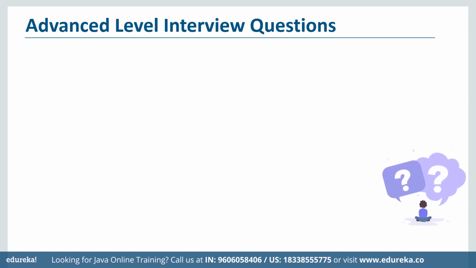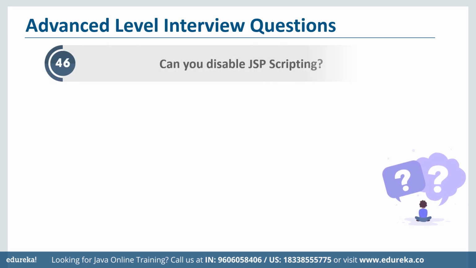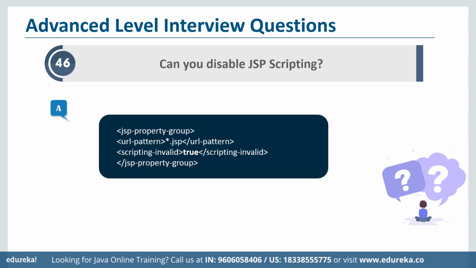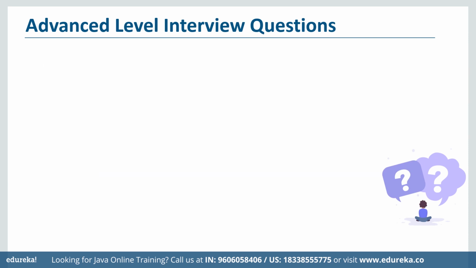Now, with this, let us move on to our next question. Can you disable JSP scripting in a page? The answer is yes. Scripting is disabled by setting the scripting-invalid element of the deployment descriptor to true. It is a sub-element of jsp-property-group and its valid values are true and false.